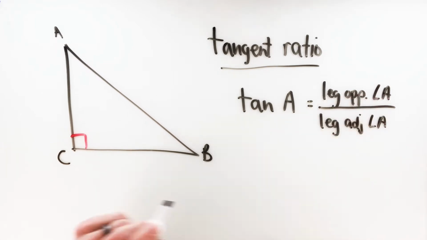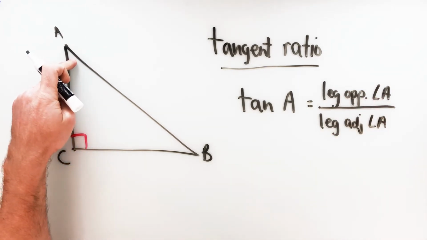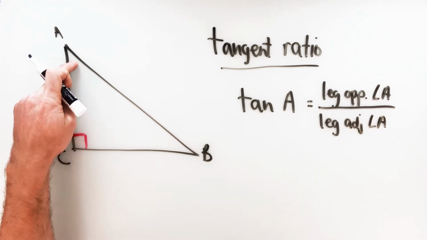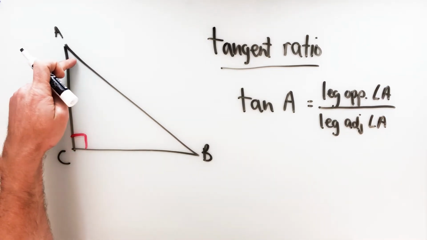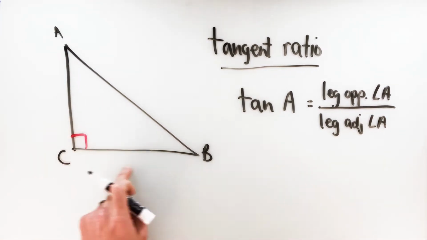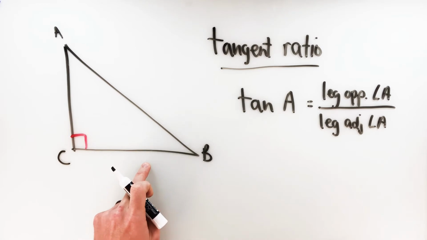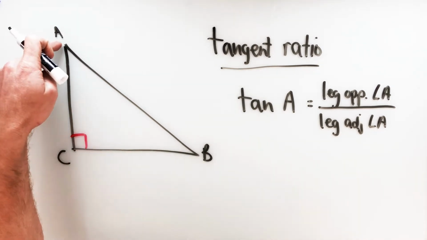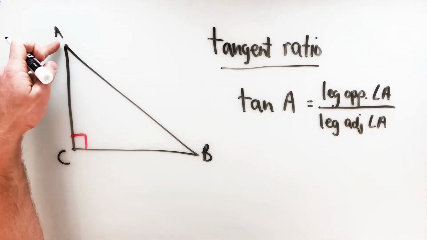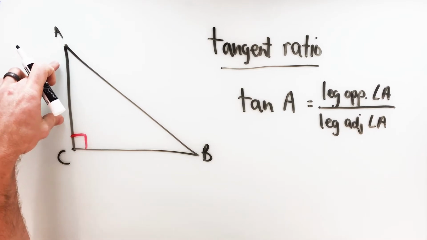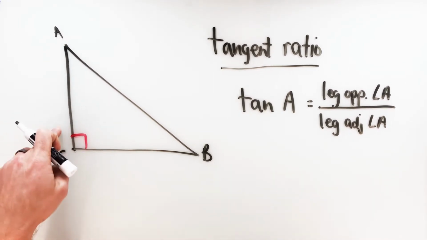over the leg adjacent to angle A. So opposite of angle A means the leg that is on the other side of the triangle from angle A. It's not touching angle A. So the leg opposite of angle A, which would be this leg right here, the length of that leg, over the leg adjacent to angle A. Adjacent just means next to. So the leg of the triangle that is adjacent to angle A, that would be right here.